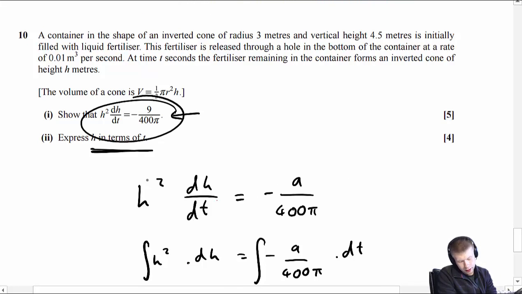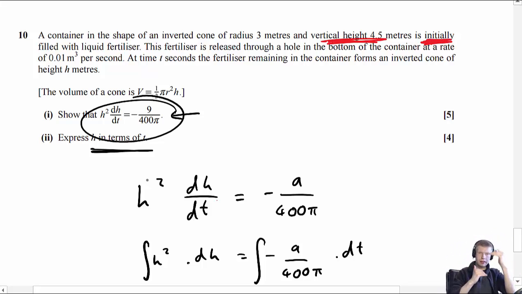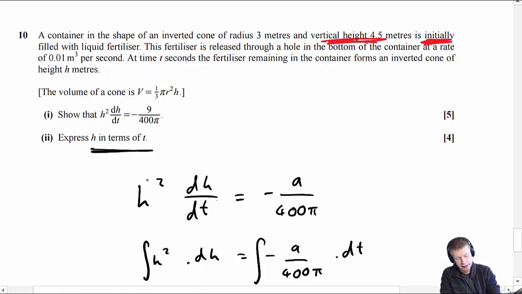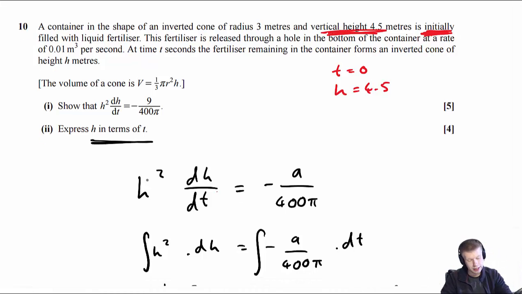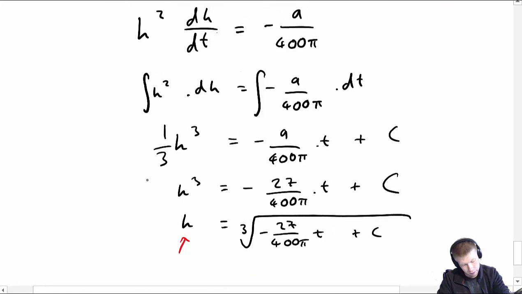Hang on a minute, let's read the first sentence. So a container in the shape of an inverted cone of radius 3 meters and vertical height, that's using one of the things in my function, is initially filled with liquid fertilizer. So I know the height of the liquid fertilizer at some time t, is initially, so at the start, t equals 0. So basically, when t equals 0, the height is 4.5. Does that make sense? So the amount of fertilizer at the start, when t equals 0, the height is 4.5. Okay, so I just need to sub this back into here.